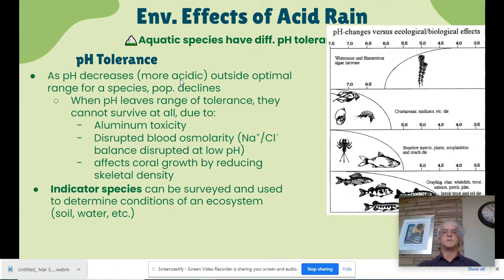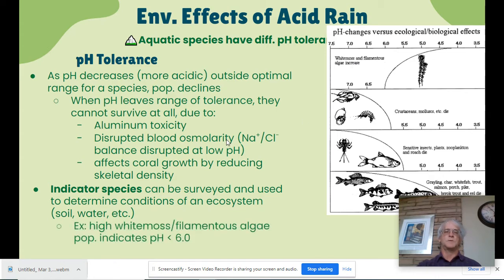Indicator species can be surveyed and used to determine the conditions of an ecosystem, for example, the soil or water. For example, the whiteness of this algae. So the high white moss algae right here indicates that there's a problem at 6.0. Anything below 6.0, they start dying off.